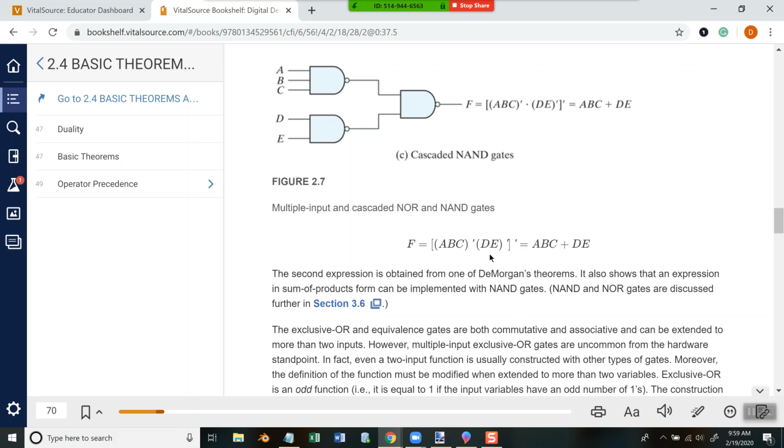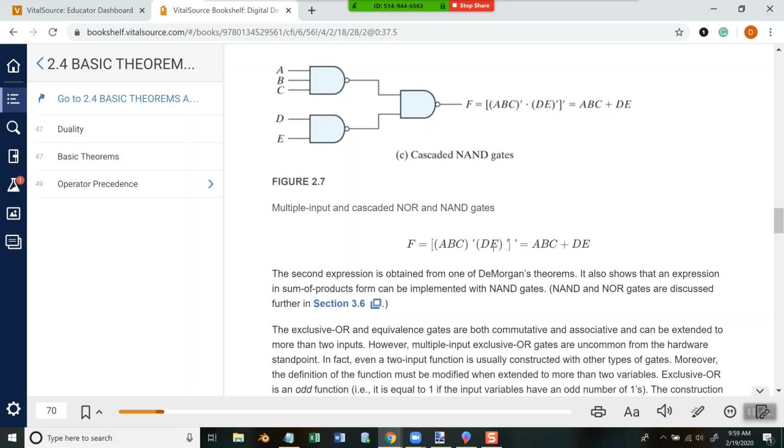And here's the result of that. You see we got A and B and C. That's the ABC you see here. And then a little circle on here does the prime there, the invert.